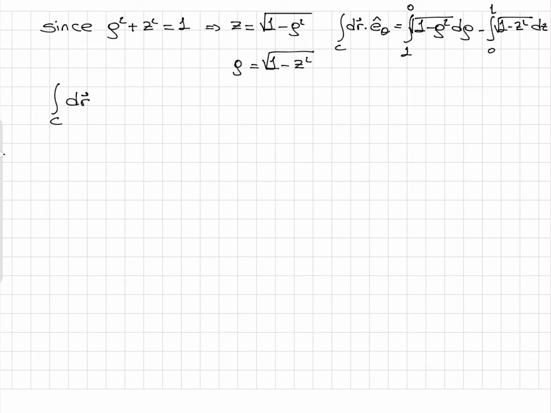The contour integral dr dot e theta hat becomes minus twice the integral from 0 to 1. So I'm changing the ρ to z here because it's a dummy integration variable. And then I change the integration limit, so I have a minus sign here. This becomes minus twice the integral square root of 1 minus z² dz. Now, do I know the answer to this integral?